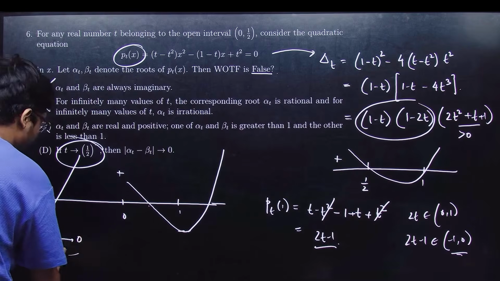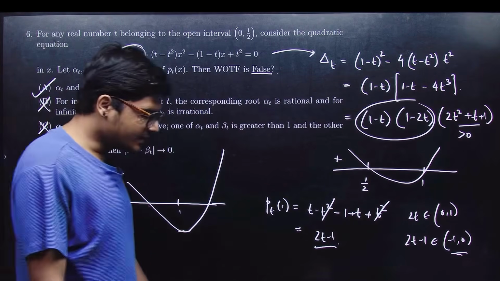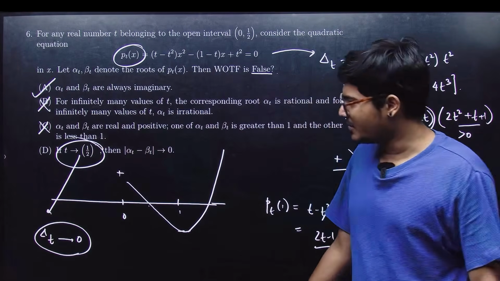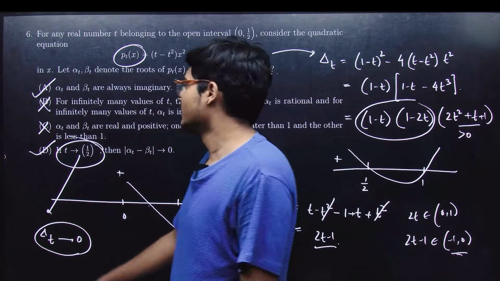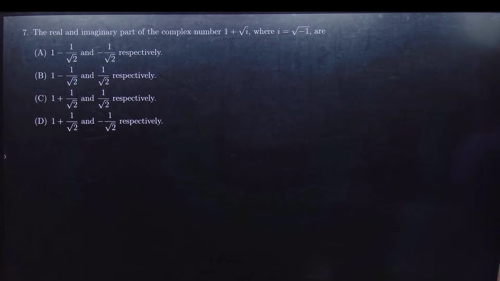Now, if delta t approaches 0, what does that mean? That the roots are going to be equal, right? So if the roots are equal, clearly the mod of that difference is going to be approaching 0, right? So option D has to be correct for us, okay? So option D is also correct, right? Okay. Coming to the next one.